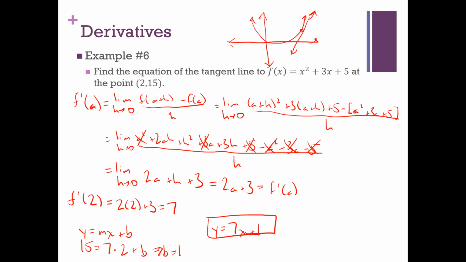Yeah. If I wanted to switch this up on you and say that you find multiple points, I could find the tangent line at (1, 8). Now that would be very quick because I don't need to go find the derivative again, other than using the formula we got for it, the 2a plus 3.